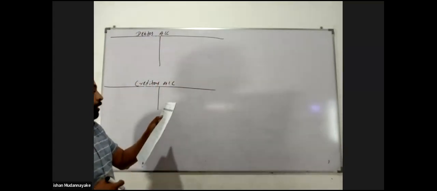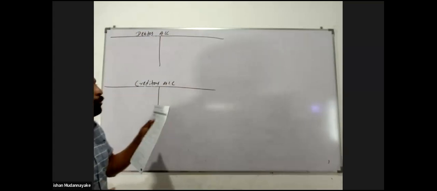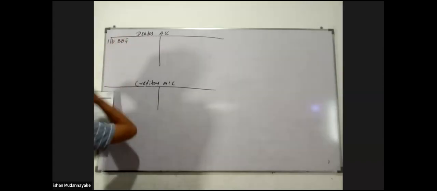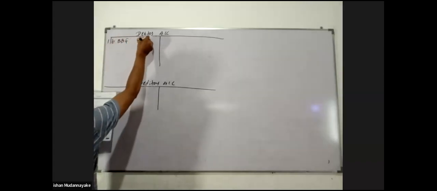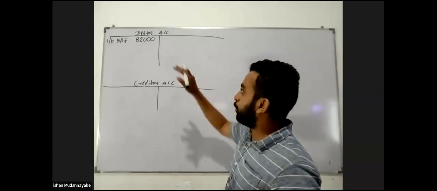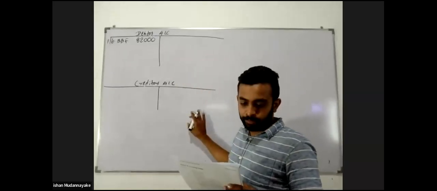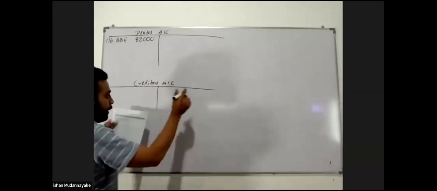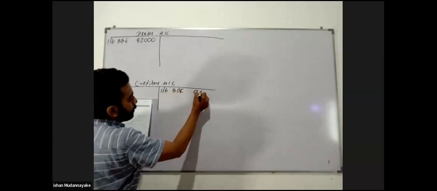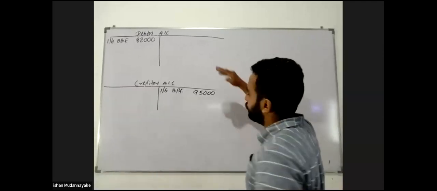Here, debtors account opening balance is 82,000. Debtors account, 1st June balance brought forward, 82,000. Debtors are assets of the business, so the opening balance goes on the debit side. Balance brought forward, debit side, 82,000. Then creditors are liabilities, so 1st June balance brought forward goes on the credit side, 95,000. Debtors opening balance 82,000, creditors opening balance 95,000.